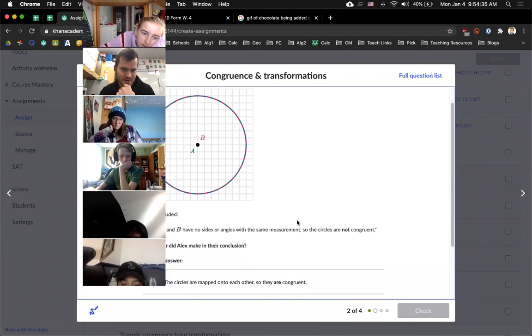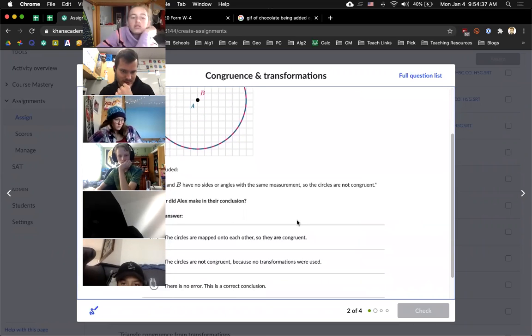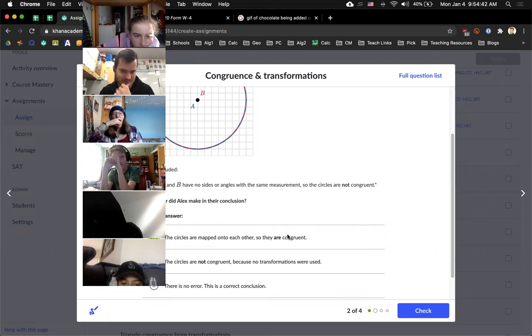A and B are on the same circle. They are the same circle. Well, this is too easy. If they're the same circle, then they are congruent. Okay, cool.